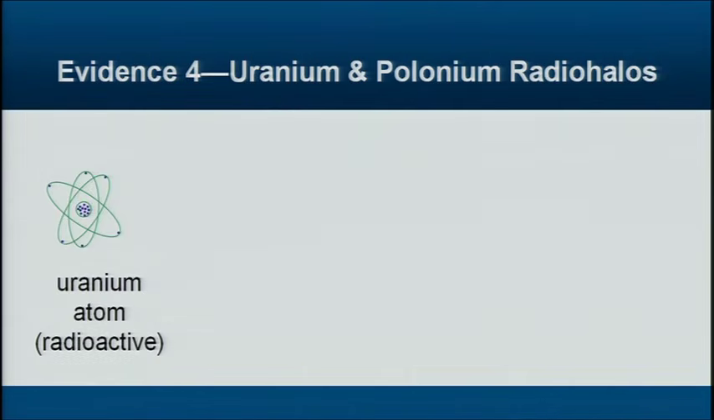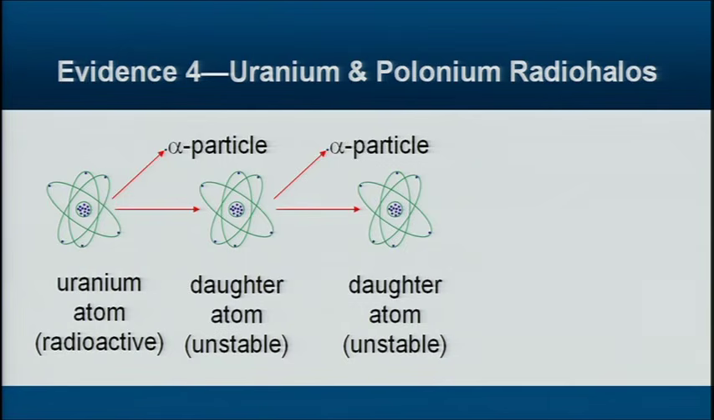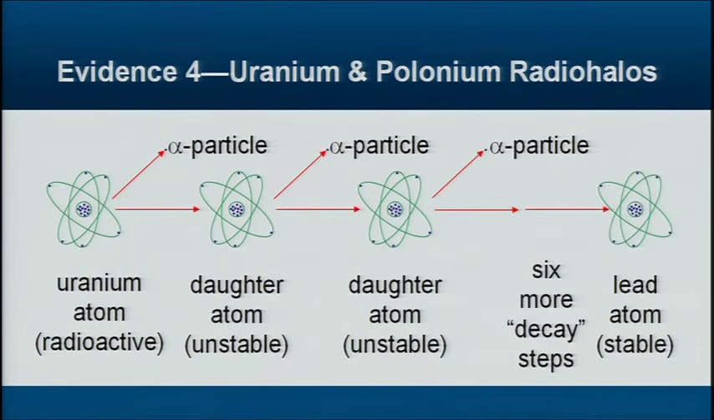And so you have here a radioactive uranium atom. It spits out an alpha particle, becomes a daughter atom, spits out another alpha particle, and does it 8 times altogether before it gets to the lead atom. Now, why is this significant?